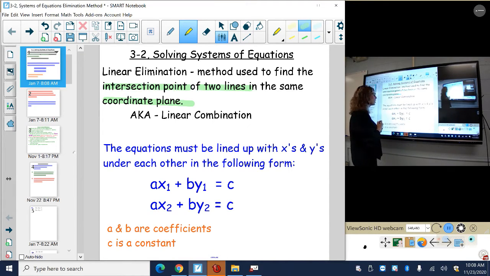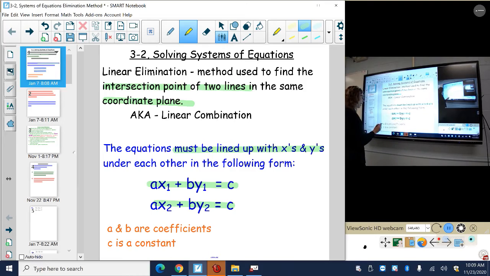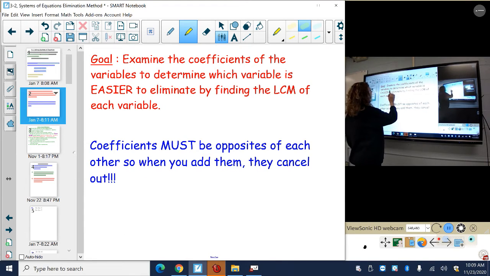Okay? The equations must be lined up with the x's under the x's and the y's under the y's. So it has to look like this for you to use elimination. As soon as you get your problems, you're going to say, are my x's over my x's, my y's over my y's, with my equals over my equals and my number over my number, or your constant. A and B are coefficients, and C is what we call our constant term. Your goal is to eliminate a variable by adding straight down, and the coefficients must be opposite of each other.